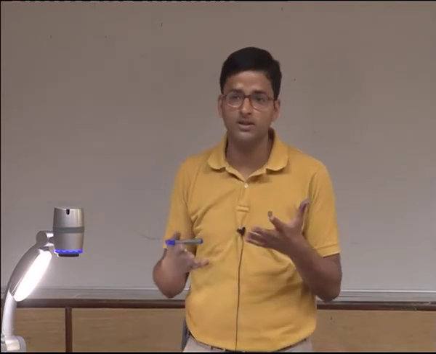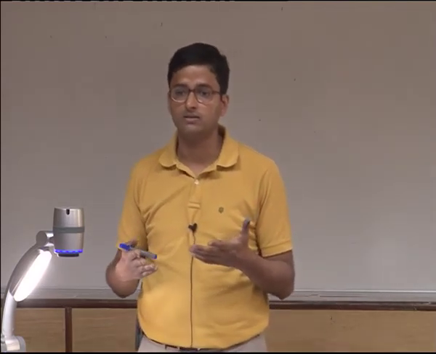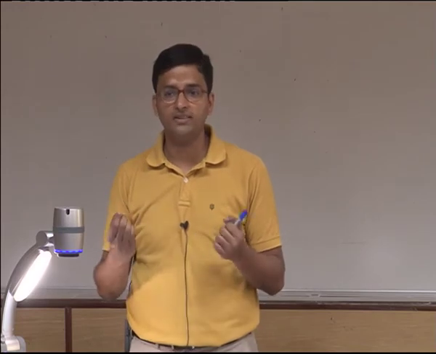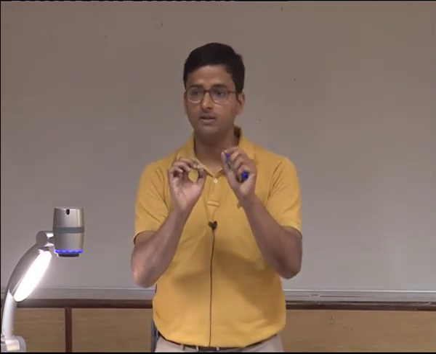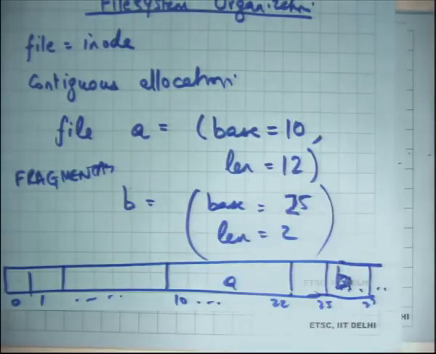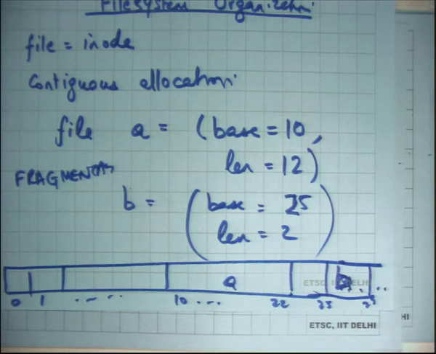What are some good things about this contiguous file allocation? Very fast access. The read system call, for example, only needs to first get the inode. This information, base and length, will be stored on the inode. So the read system call will get to the inode, get the base pointer, add the offset to it, and that's it, right? It's basically just one metadata access to get to any random location.